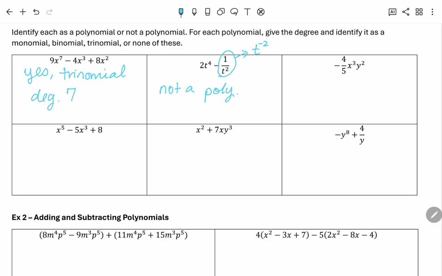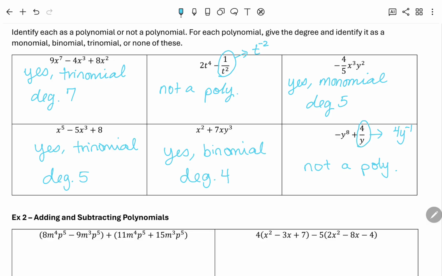Okay, and the third one, let's see. This fits the definition because all of my exponents are whole numbers. So we're going to say, yes, it's a polynomial. And there's only one term, so it's called a monomial. And finally, what's the degree of this monomial? Well, I have a 3 plus a 2, so it's a degree of 5. Go ahead, pause the video to try the next 3. All right, so now you're checking how you did with these 3 answers. Pause again as you need to revise and make note of questions that you have to ask in class.